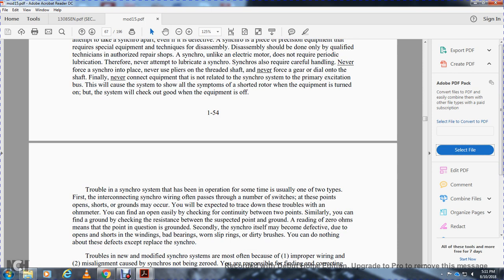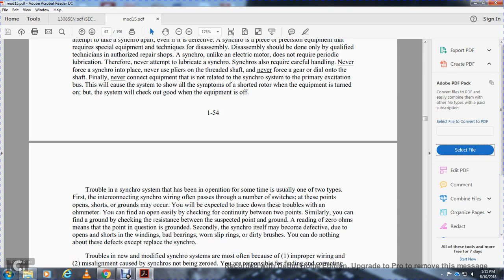Synchro wiring often has a number of switch points, open shafts, and grounds that may appear, and they will be expected to trace them down. The trouble with the wiring can be found by checking for continuity between the two points. Similarly, you can find a ground by checking the resistance between the suspected point and the ground. A reading of zero ohms means the point in question is grounded. The synchro itself must be difficult.